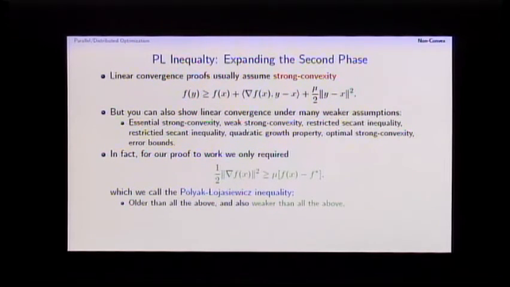I forget what they were, but many of these you only need them to hold locally. The reason I'm saying this is that you can use this to prove a global rate. Yeah, so I think for any of the conditions you could say that they only hold locally and still get something, I believe.